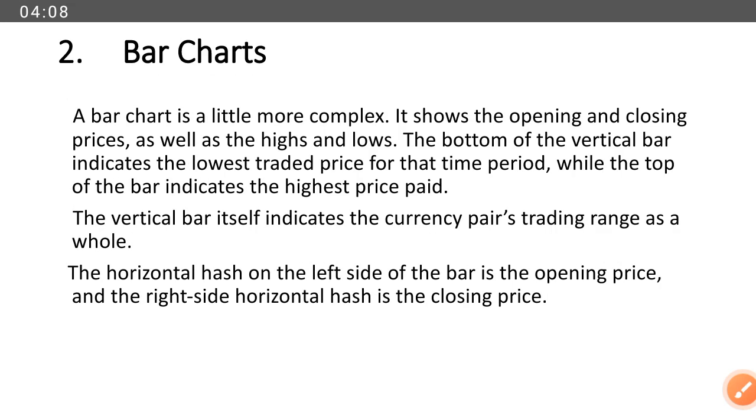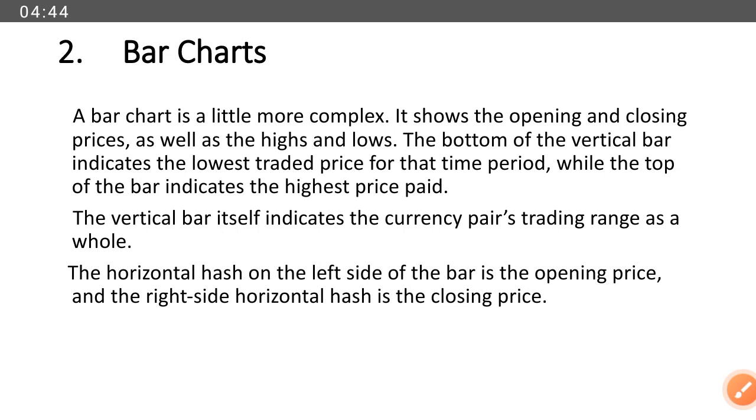And the second one is the bar chart. A bar chart is a little more complex. It shows the opening and closing prices, as well as the highs and lows. I will tell you what we mean by highs and lows. The line chart does not show highs and lows, but the bar chart shows you highs and lows.